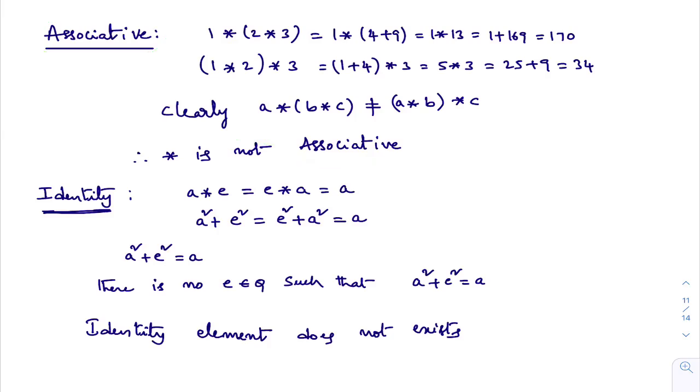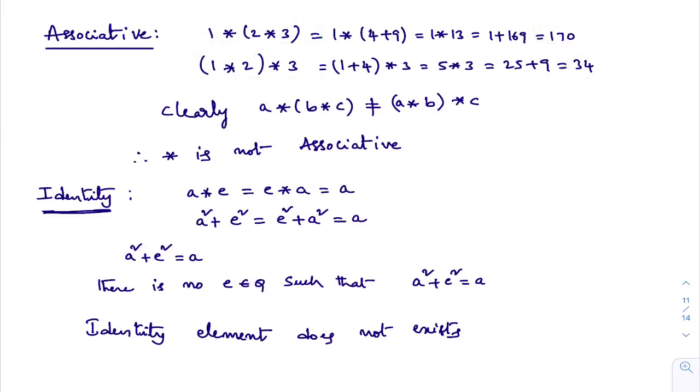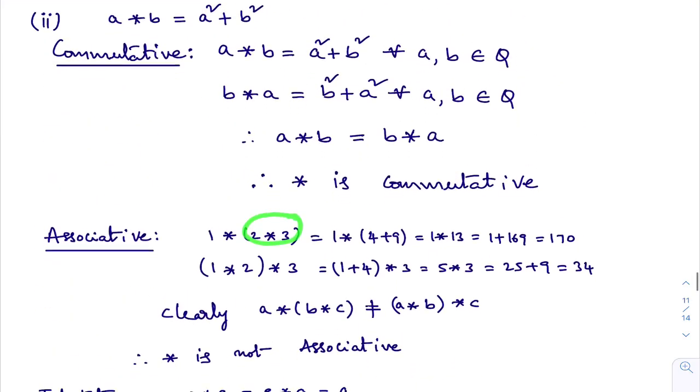Okay, I am calculating 1 star (2 star 3) and (1 star 2) star 3. I'll calculate these two. When these two give different numbers, then I can say that it is not associative. Okay, 1 star (2 star 3). First I'll calculate inside the bracket, 2 star 3. A star B is defined as A square plus B square. Now 2 star 3 is defined as 2 square plus 3 square. 2 square is 4, 3 square is 9. Okay, 4 plus 9 is 13.